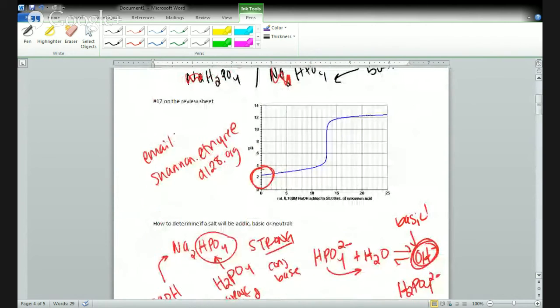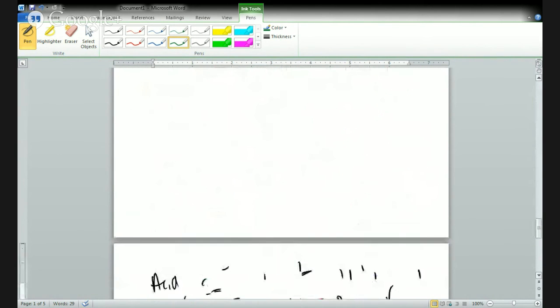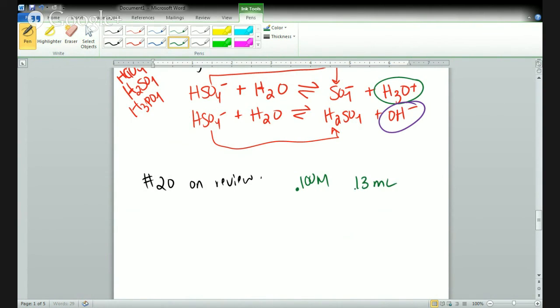A couple of things that we need to keep for this problem: we know that this steep part is our equivalence point. If we follow this down here, we're in between 10 and 15, so this is going to be 13 milliliters. And I know that the base is 0.1 molar. So for my base information, number 20, I know that my base is 0.100 molar, and I know that it took 13 milliliters to get to the equivalence point. So I knew that information going in.